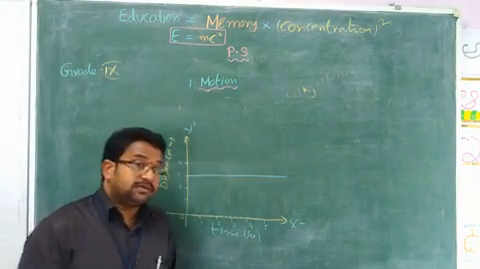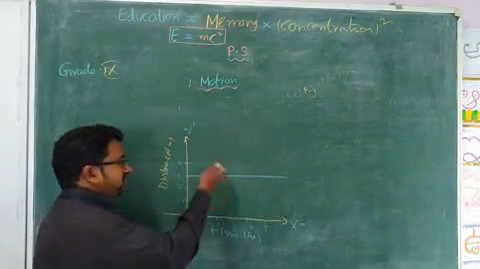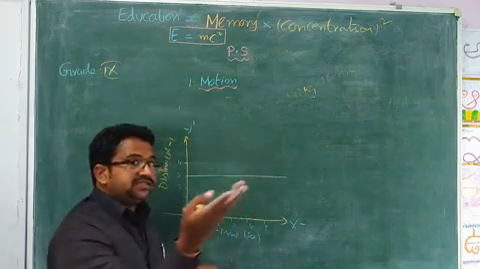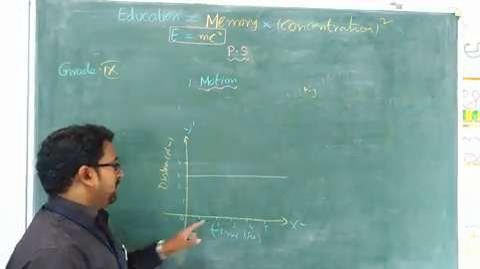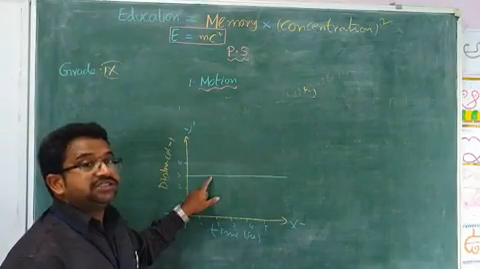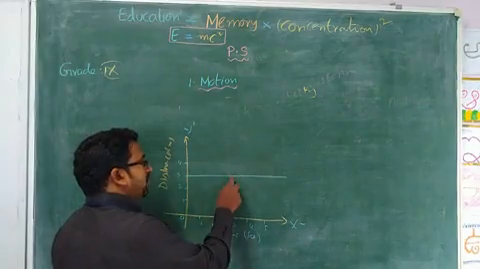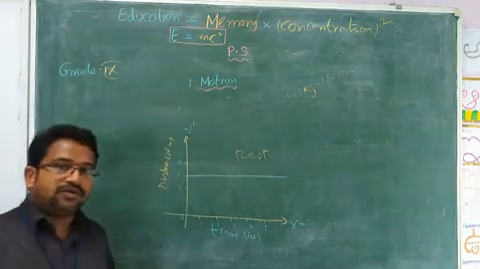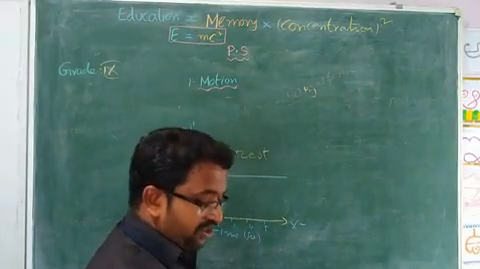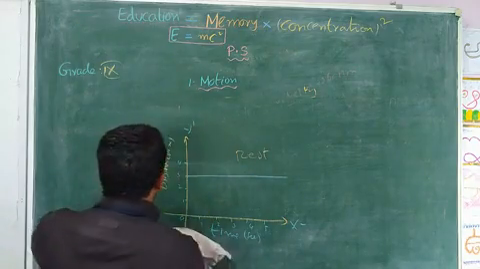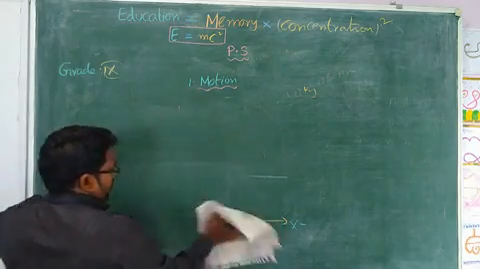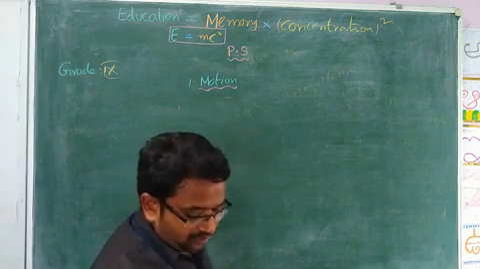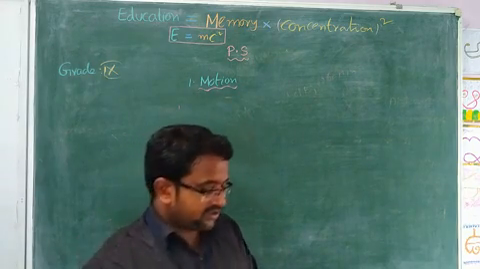Is there any change in the distance? No change. With respect to time, there is no change in the position of the object. Means the body is at rest. There is no change in the position. So like that, with the help of a graph, we can identify different natures of motion. And some numerical problems are also there. We will see.